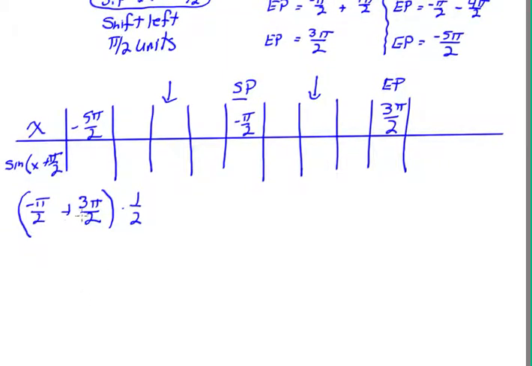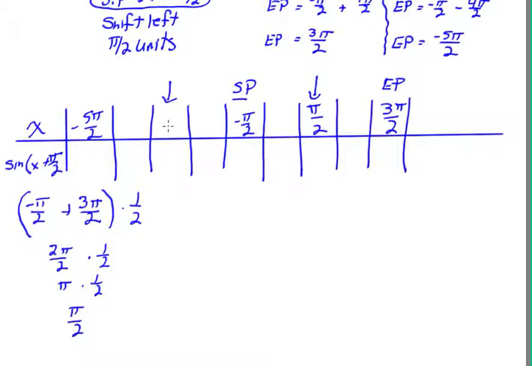Okay, negative pi over 2 plus 3 pi over 2. That will give you 2 pi over 2 times 1/2. Simplify that down. That is pi times 1/2. We come up with pi over 2. So our middle critical point up here is pi over 2.